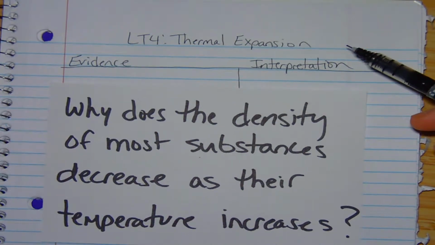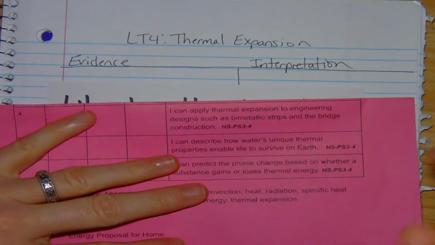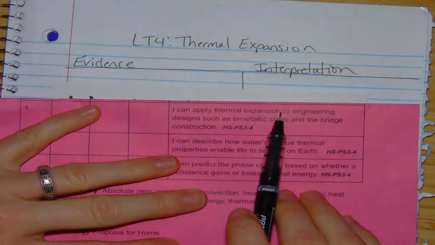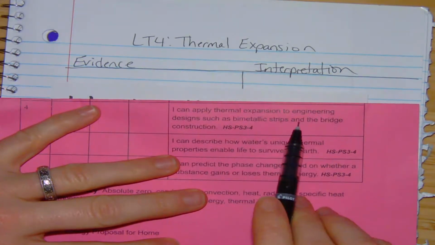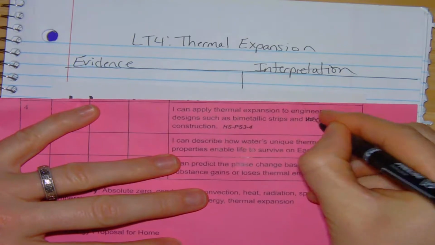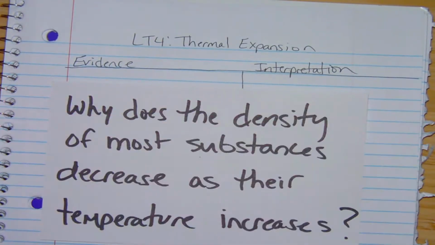These are the notes for LT4 in the thermodynamics unit, and the target says, I can apply thermal expansion to engineering designs such as bimetallic strips and bridge construction. All right, and we'll apply it to more than that, but those are a couple examples.